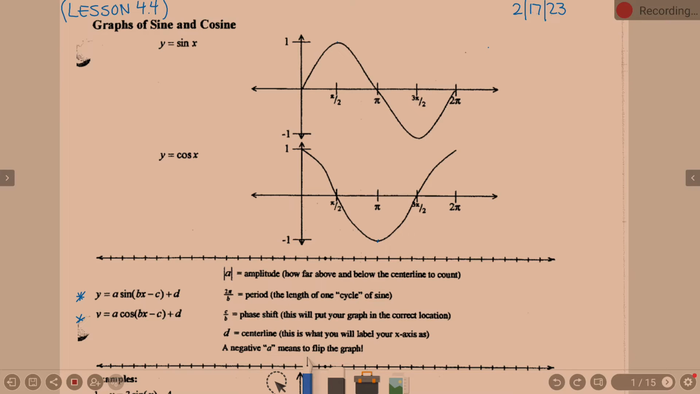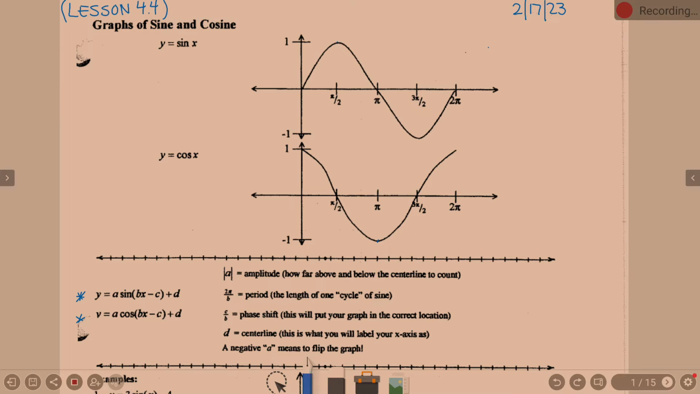C over B is your phase shift. So C divided by B, that is your phase shift. This tells you how much your graph moves left or right. And if you look, that plus or minus C, that's a number added or subtracted in the parentheses, yes? That would normally be a horizontal shift, and so that's what that is telling me.